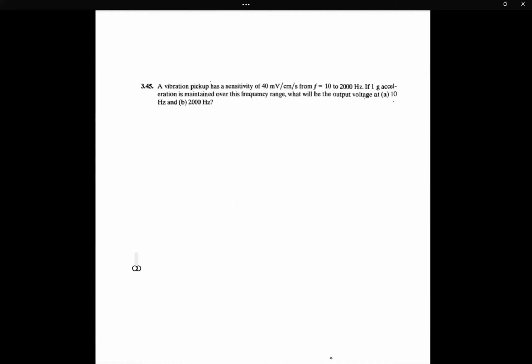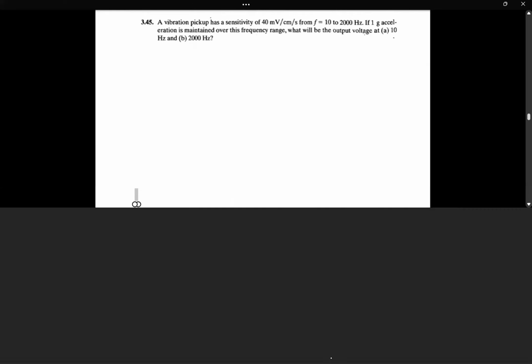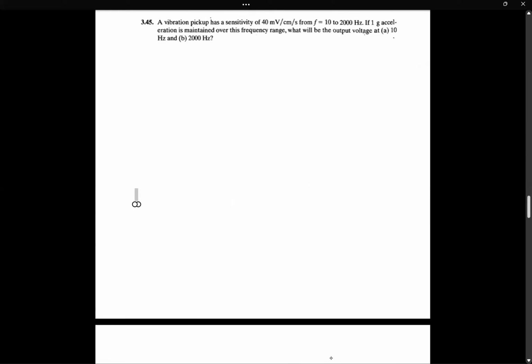So in this problem, it is said that a vibration pickup has a sensitivity of 40 millivolt per centimeter per second square from frequency range 10 to 2000 Hz, and if 1g acceleration, which means 9.81 meter per second square acceleration, is maintained over this frequency range, what will be the output voltage at 10 Hz and 2000 Hz? Okay, let's start.